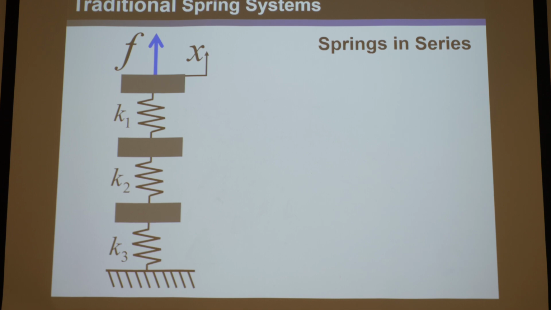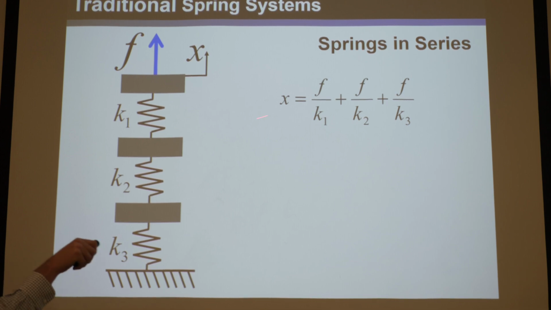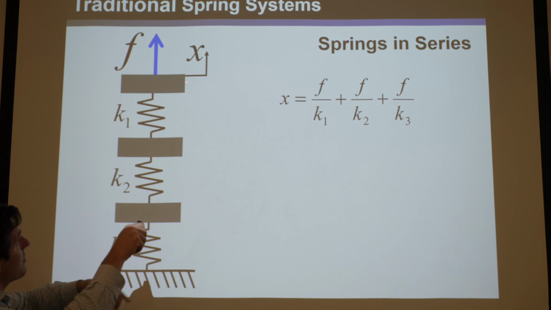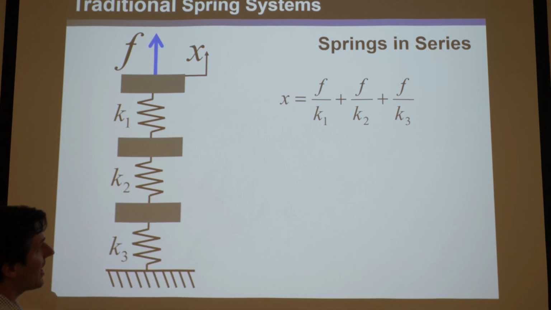Alright, so how do we find an equivalent stiffness for this? Well, we take that force we know is in all of them, and we divide it by K1, and that's the displacement of this spring. F divided by K2, that's the displacement of this spring. F divided by K3, that's the displacement of this spring. If we add all three displacements together, we get the total displacement.